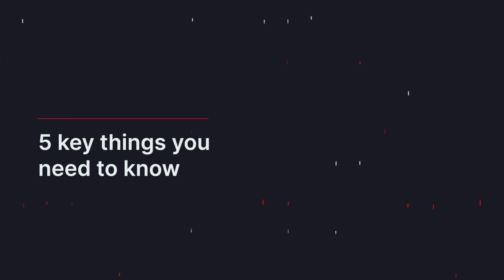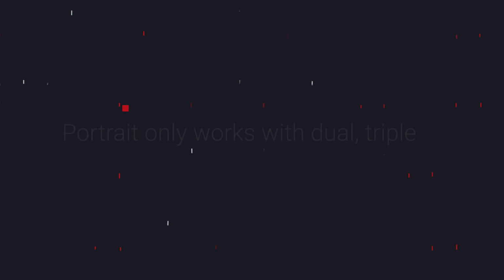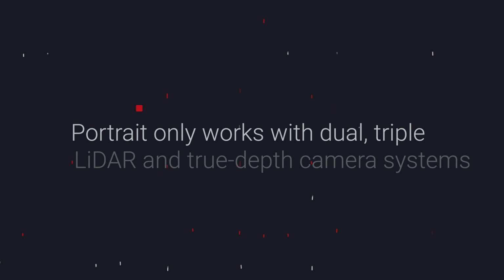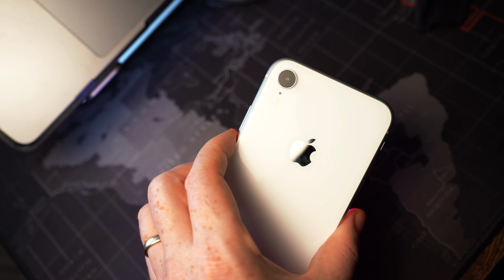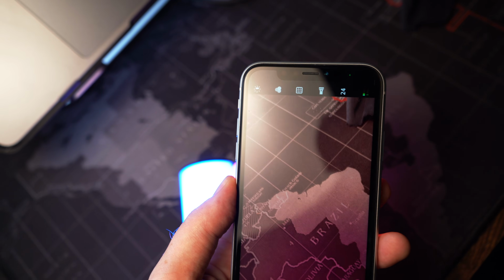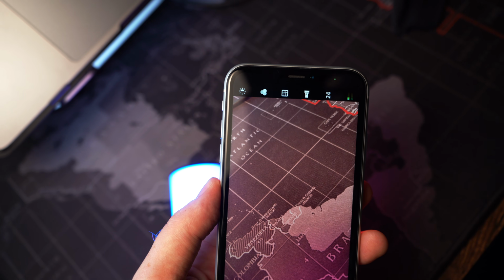Well, for me there's 5 potential deal breakers that you need to know about. The most important thing is how they only work with iPhones that have a dual camera, triple camera, LiDAR or true depth front-facing camera setup. So this iPhone XR, for example, can't capture portrait mode video with its rear camera, but it can with its front-facing true depth camera.